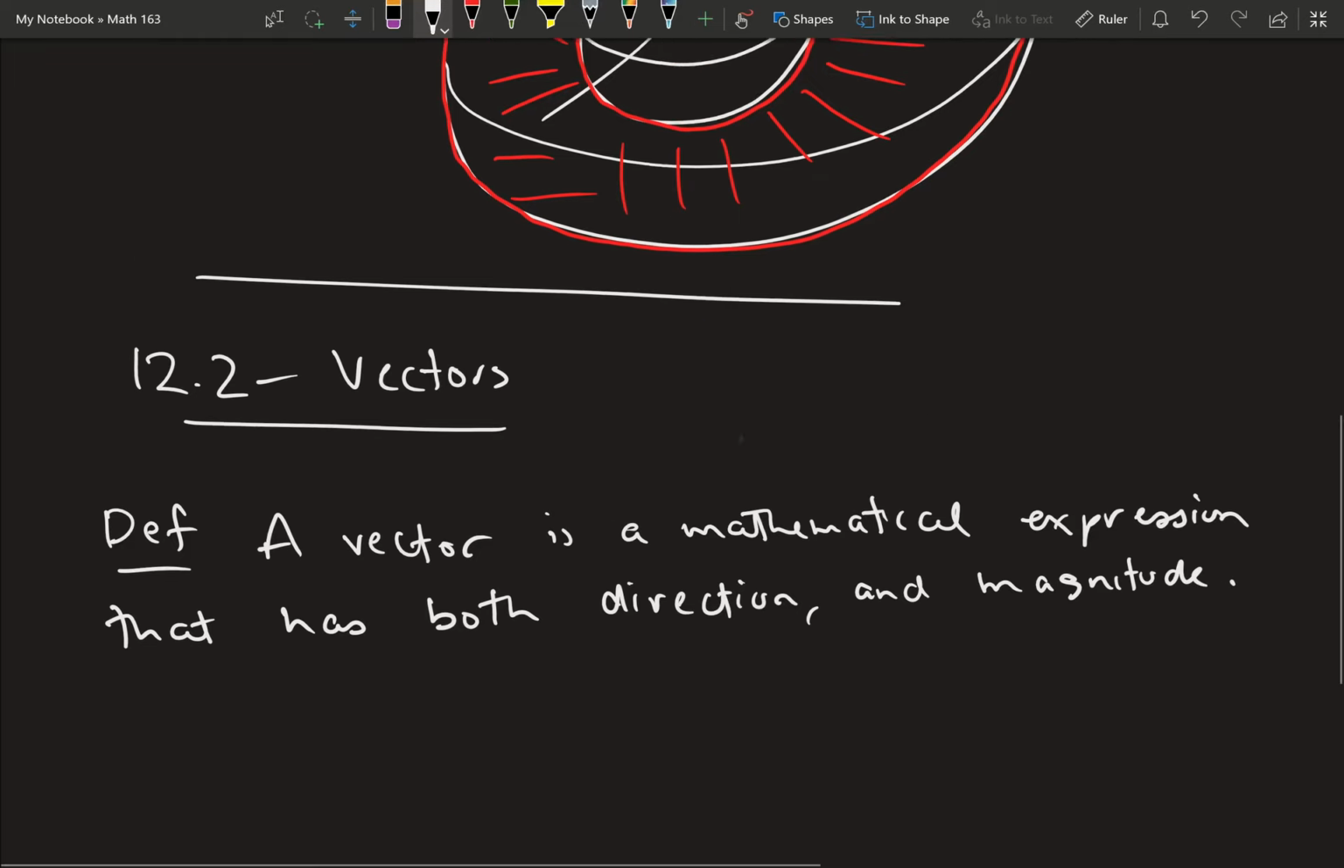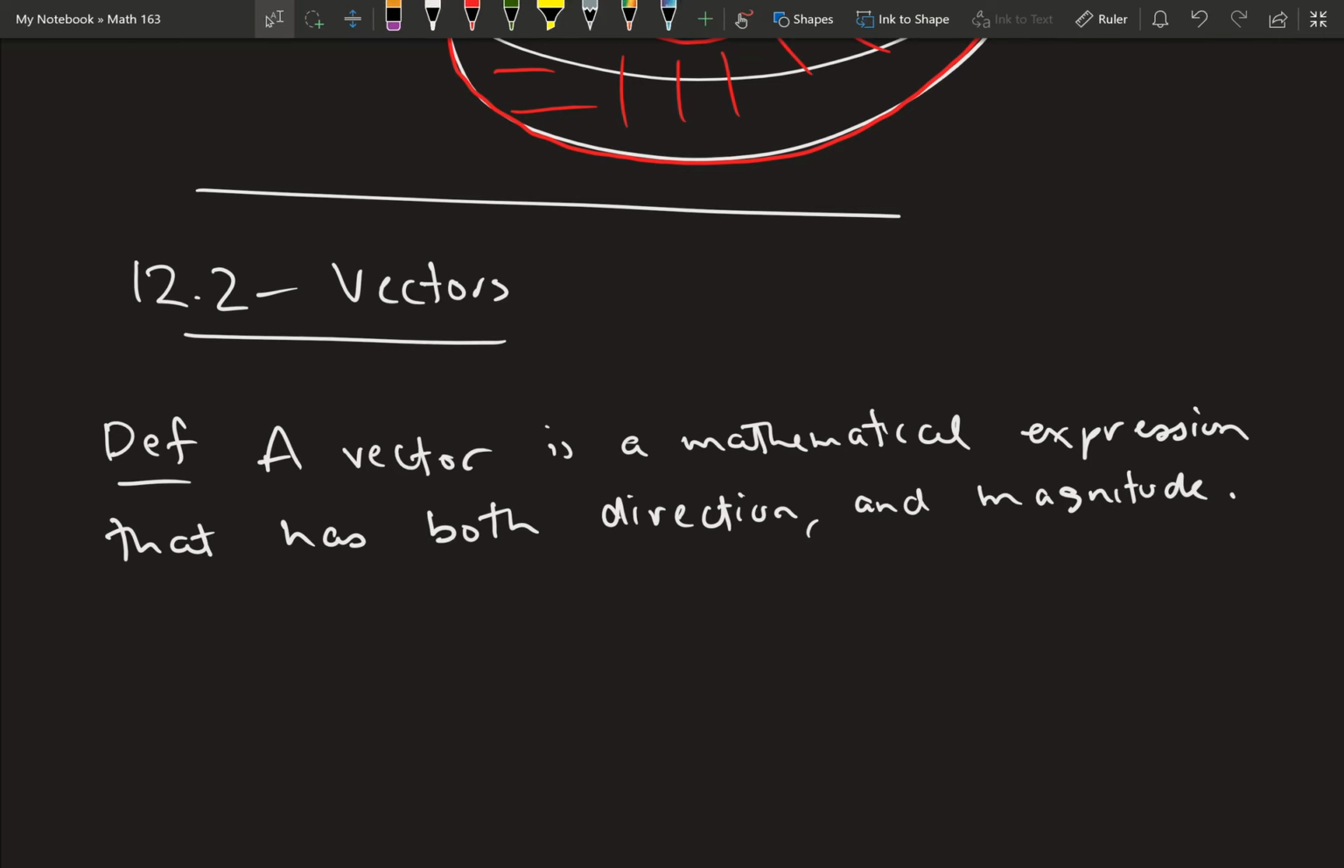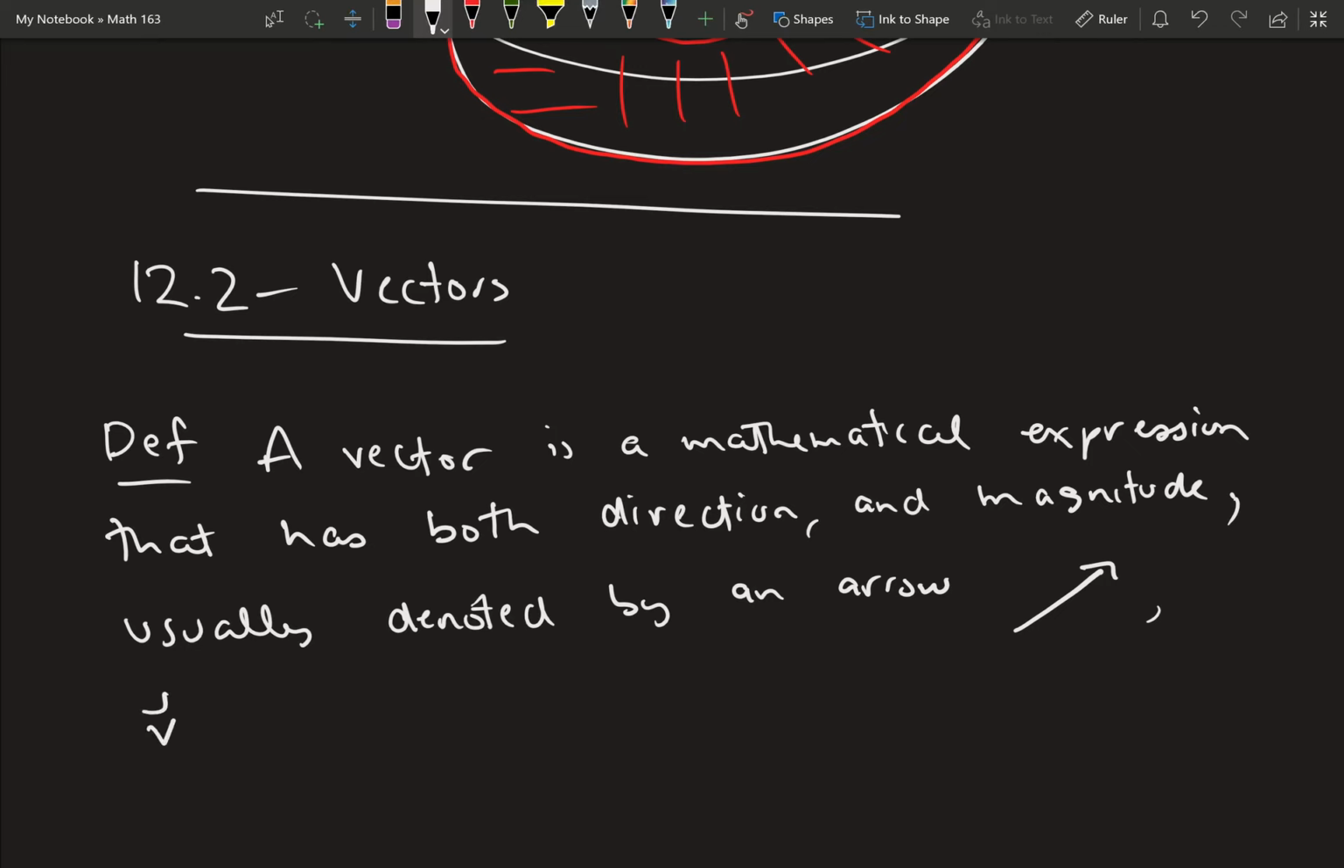Reminds me a bit of Despicable Me, but anyhow, it's kind of a fun reference. And it's usually denoted by an arrow, something like this, and either by an arrow, and then usually you have some letter V with a little mini vector on top, where that V corresponds to this particular arrow.